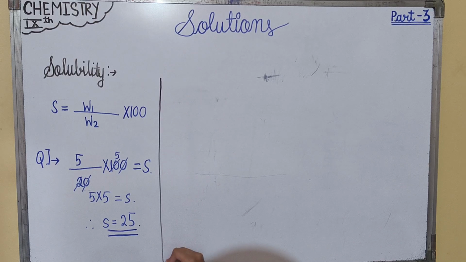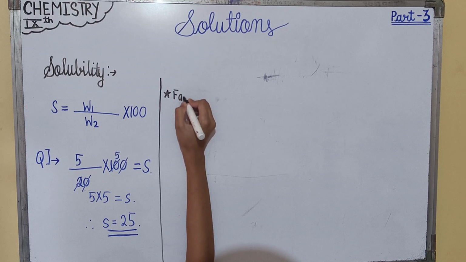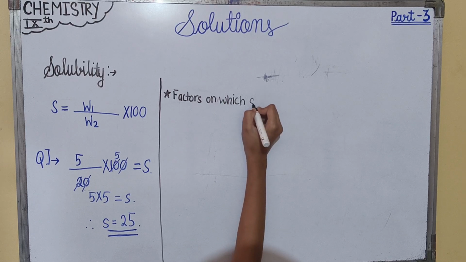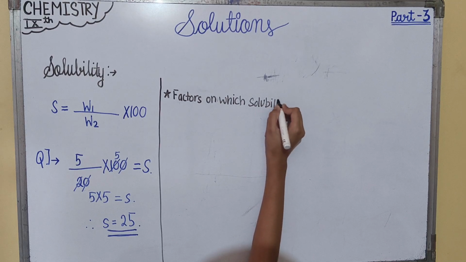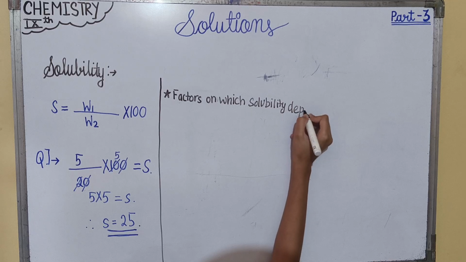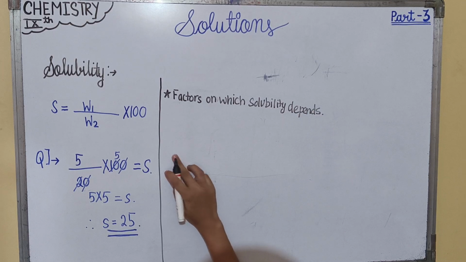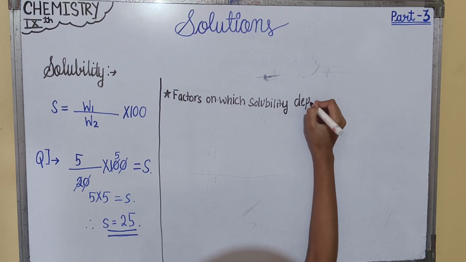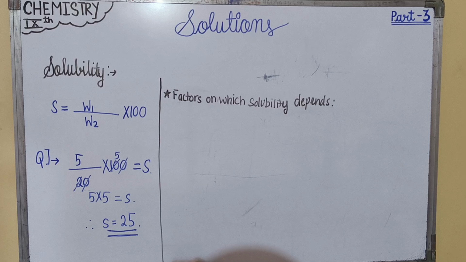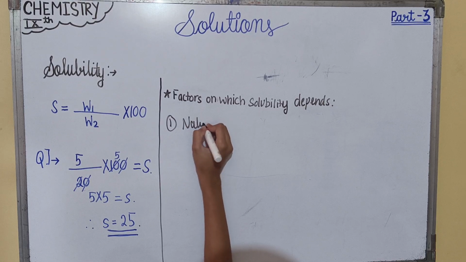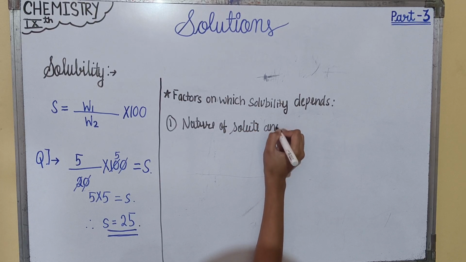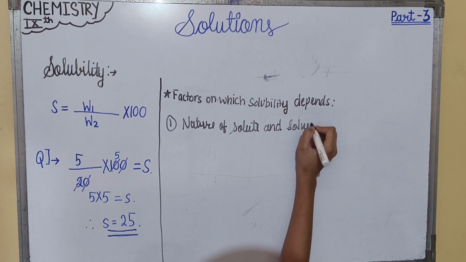Now there are factors on which solubility depends. Now first factor is nature of solute and solvent.